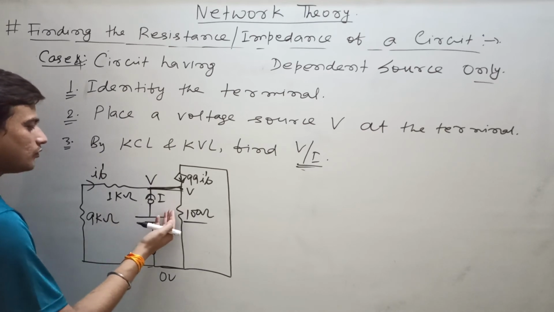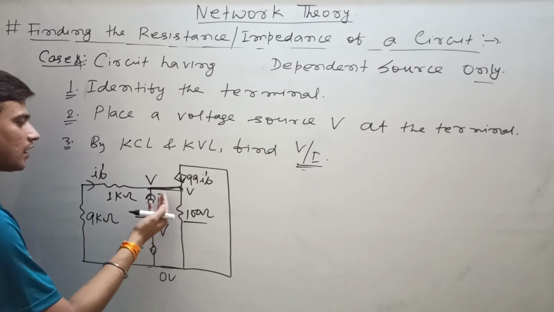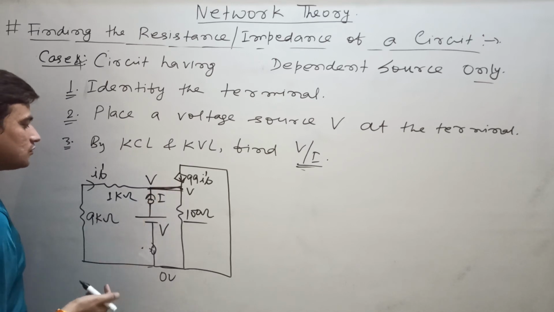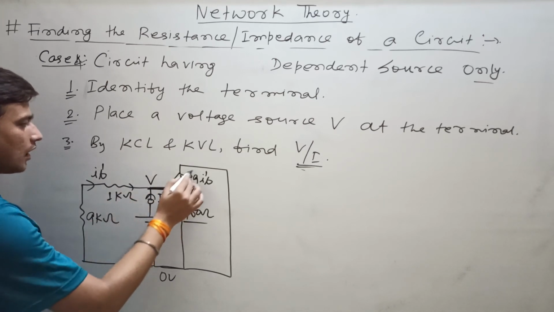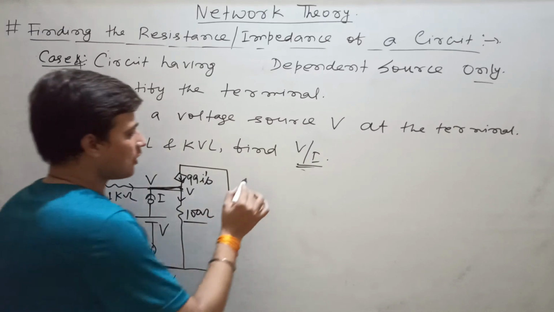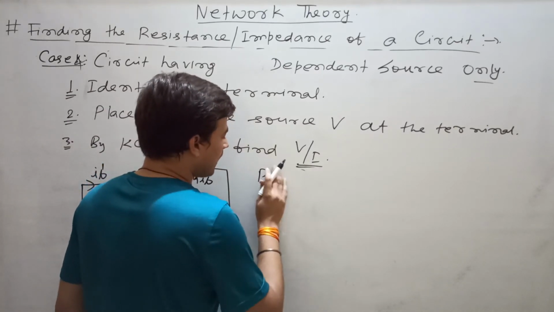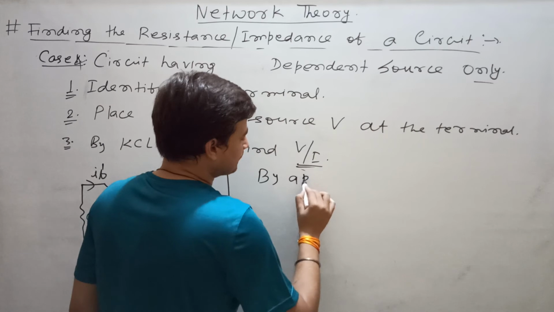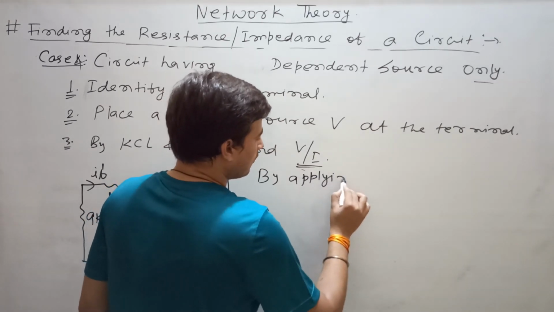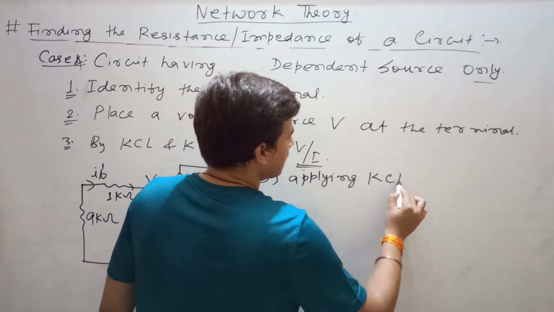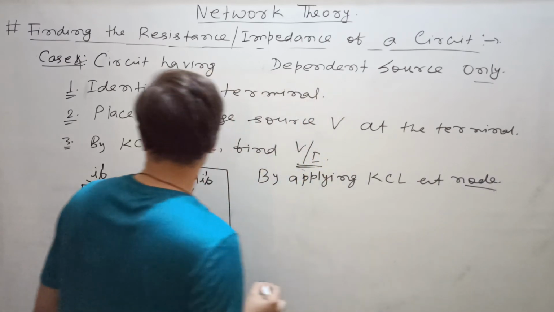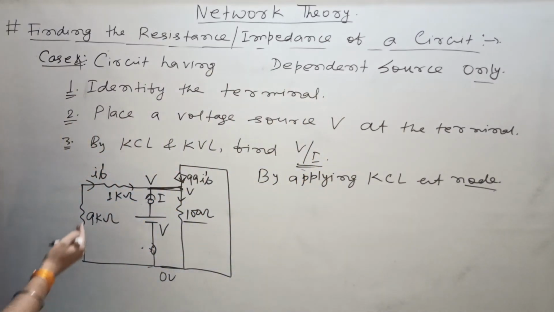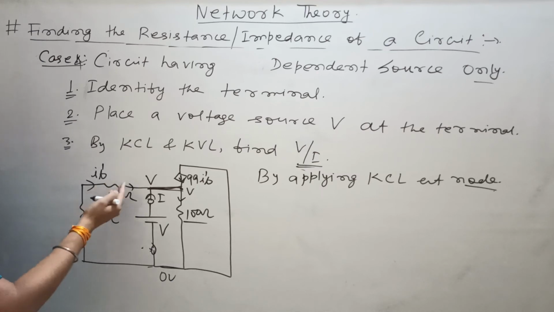So what can we do? We can apply Kirchhoff's current law at this node. So there will be 4 branches: 1, 2, 3 and 4 branch. By applying KCL at the node, you are having 4 branches. The first branch, it is incoming branch.